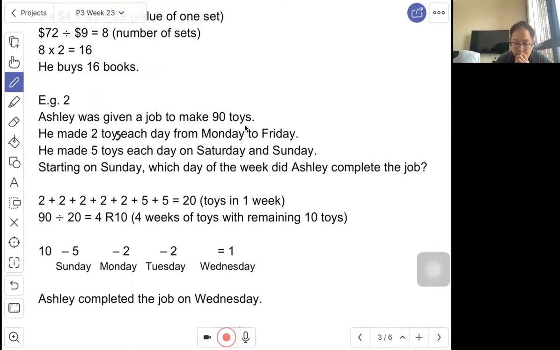So you take 90 toys divided by 20 toys in 1 week. So there will be 4 weeks of toys with remaining 10 toys. We know that you will come back on Sunday, since you start on Sunday. So for the remaining 10, we take away the Sunday 5. The next day, which is Monday, is 2, and so on, until there is 1 more. So Ashley completed the job on Wednesday.